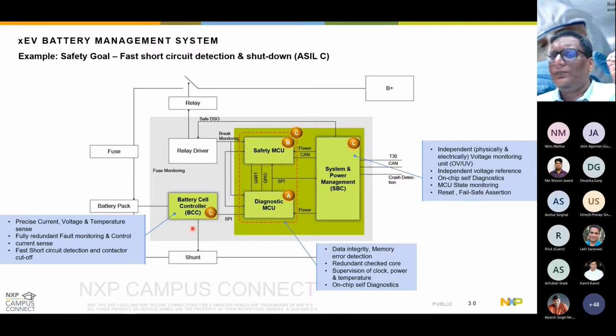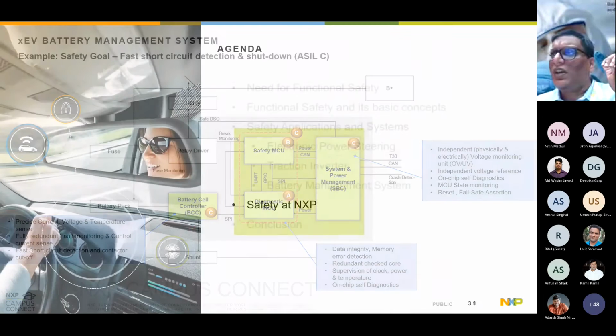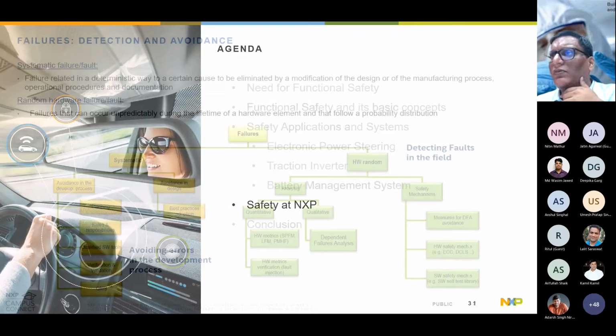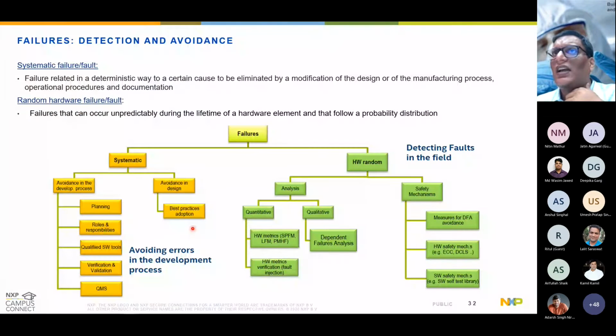Okay, right. So let me now move to the next part of the presentation, which is safety at NXP. So we talked about systematic and random, and I talked a bit about random hardware failures, as to how you detect, how you put safety mechanisms. So now let's talk about systematic hardware failures.